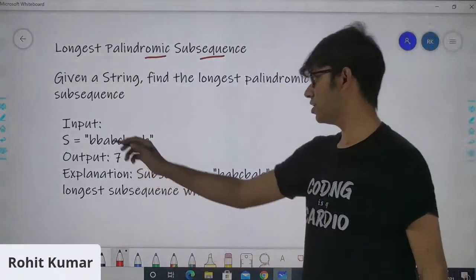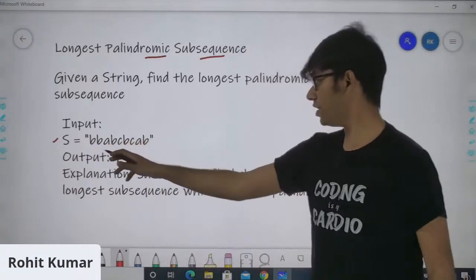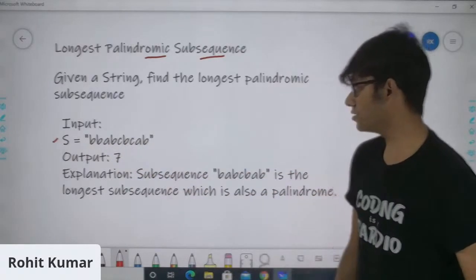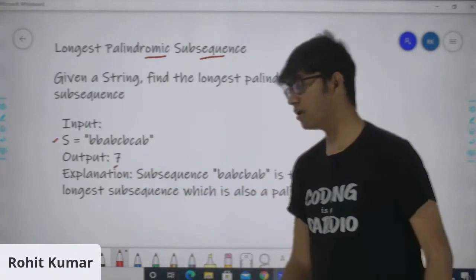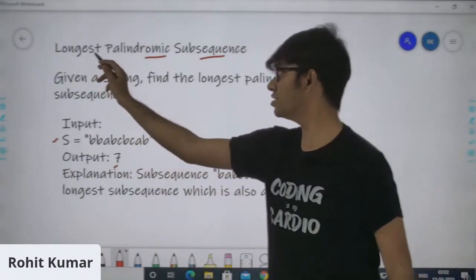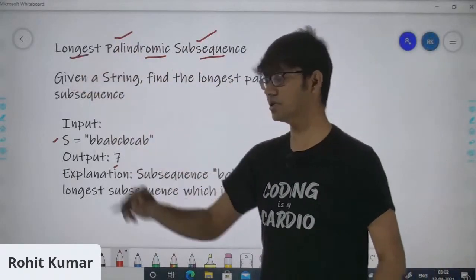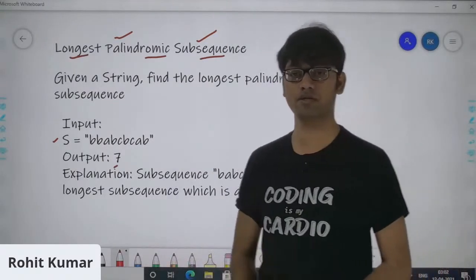All right, so given input, let's say we take this input: BBABCBCAB, and the output is 7. Now, how come the output is 7? Before going into all of this, let's try to understand the meaning of palindrome, the meaning of subsequence, and obviously longest means that you need to take the maximum length, right?